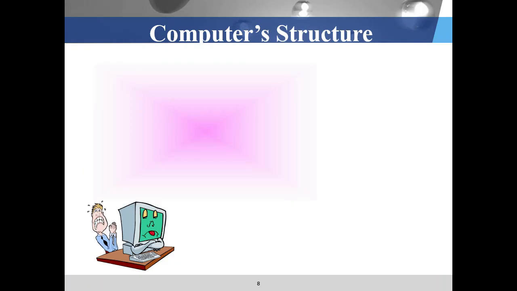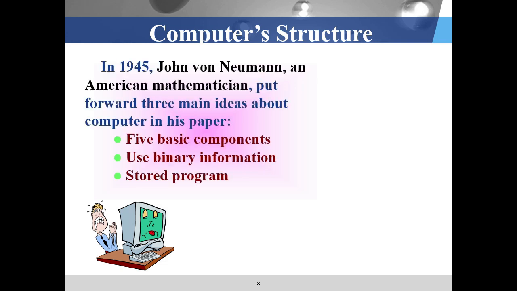Although most computers look quite different, actually they share the same structure. We call it the computer structure, which was defined in 1945 by John von Neumann, who is an American mathematician. He put forward three main ideas about computers in his paper. The first one is the 5 basic components. We're going to discuss this in the next slide.